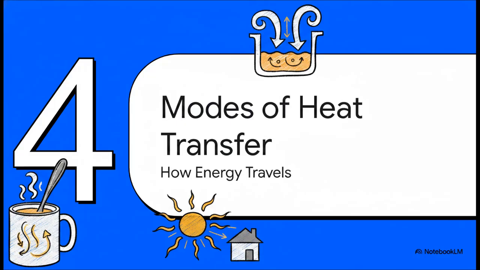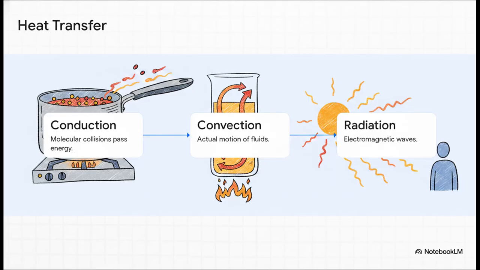Which leads us perfectly into Section 4, 3 modes of heat transfer, how thermal energy travels. We all know heat flows from hot to cold, but how exactly does it get from point A to point B? Heat universally gets around using 3 distinct mechanisms. First up is conduction. This is heat transfer through solid contact, basically molecular collisions passing the energy along without the actual material itself flowing anywhere.